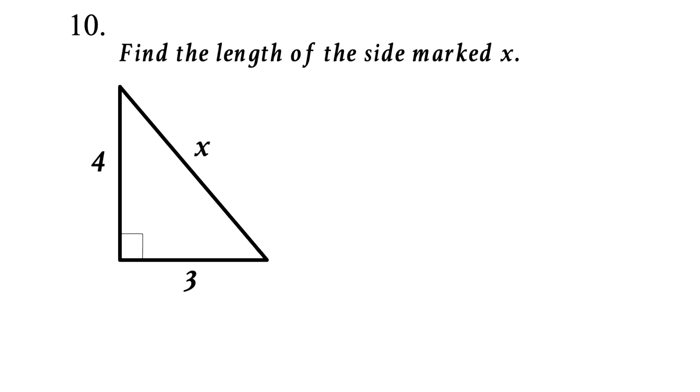Question 10. Find the length of the side marked x. When you see this mark on a triangle, it means it's a right triangle. Right triangles have this angle being 90 degrees. When you have a right triangle, you can use the Pythagoras theorem to find the sides. This formula will be given to you on the GED.